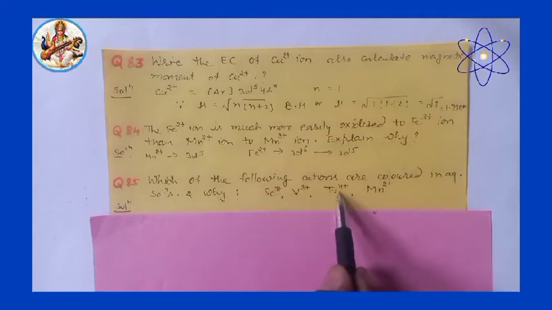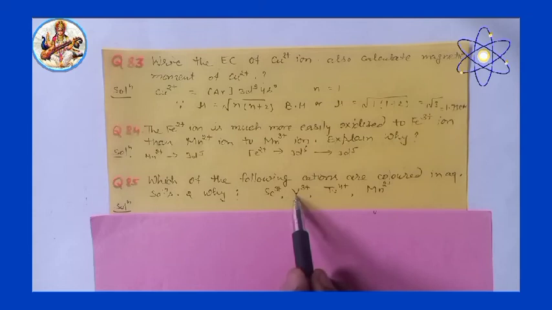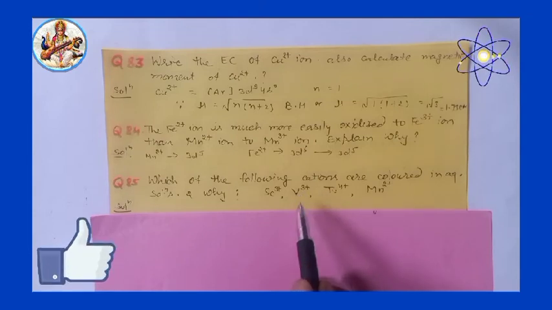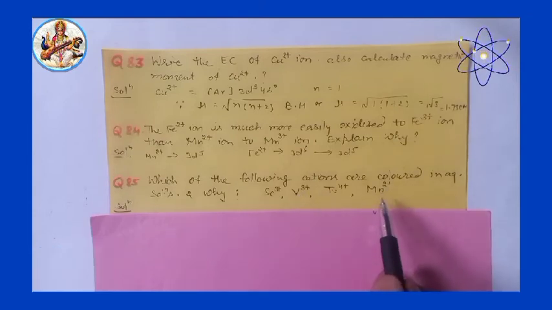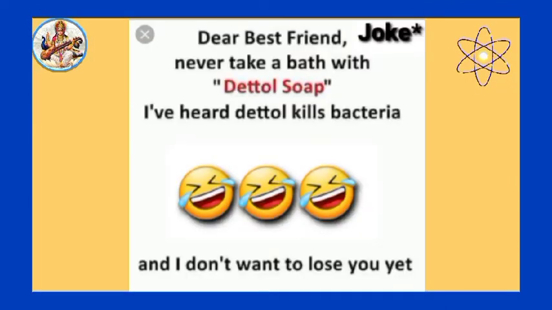So scandium 3+ and titanium 4+ are colorless, whereas vanadium 3+ is green in color and manganese 2+ is pink in color due to the presence of unpaired electrons in the d orbital.